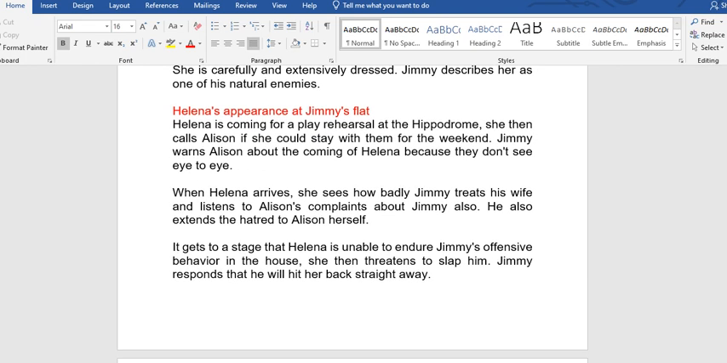Next, you talk about Elena's appearance at Jimmy's flat. That is how she comes to the flat. Elena is coming for a play rehearsal at the hippodrome. She then calls Alison to ask if she could stay with them for the weekend. Jimmy warns Alison about the coming of Elena because they don't see eye to eye.